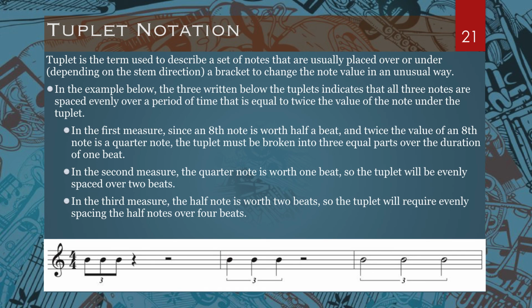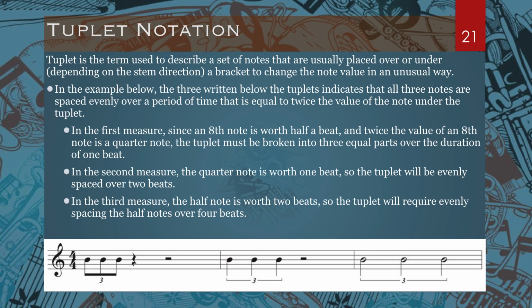The final thing we need to talk about is tuplet notation. So a tuplet is a term used to describe a set of notes that are usually placed over or under a bracket to change the note value in a pretty unusual way. They subdivide the beat typically into groups of 3 evenly spaced notes.